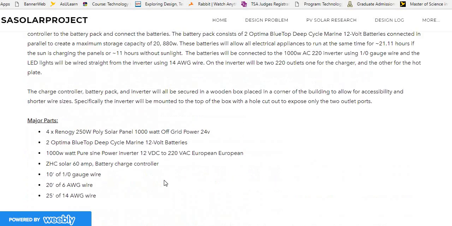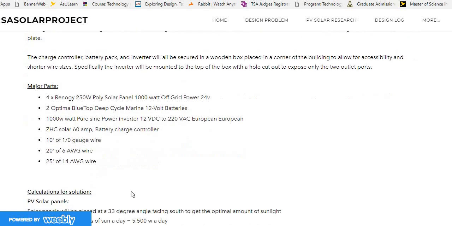So here are some of the major parts. I'm not going to go through and read all of these, but down here are the feet that you would need for each set of wire in order to wire up the whole system, the type of amp, the power inverter, and the 1000 watt solar panels.